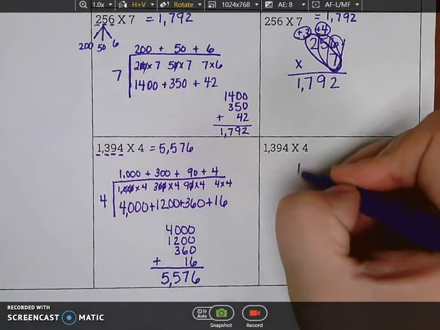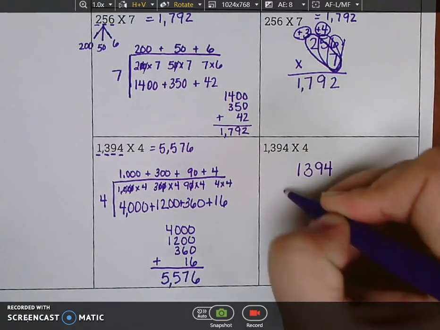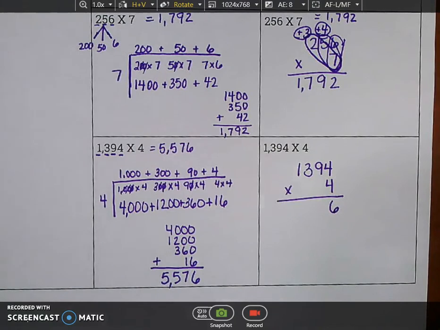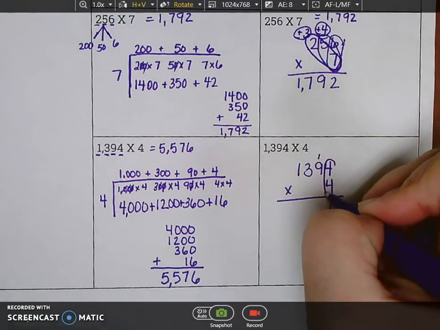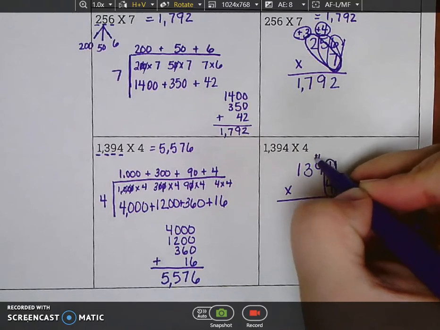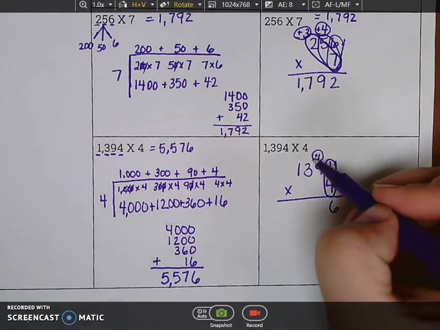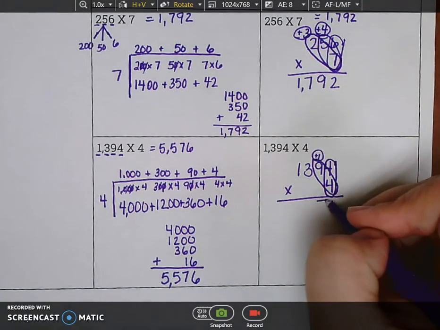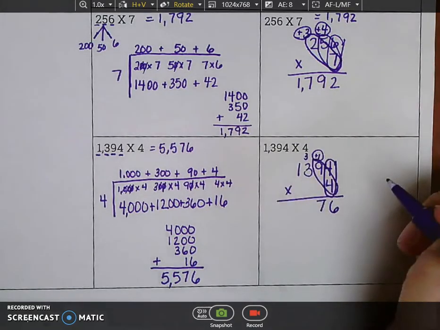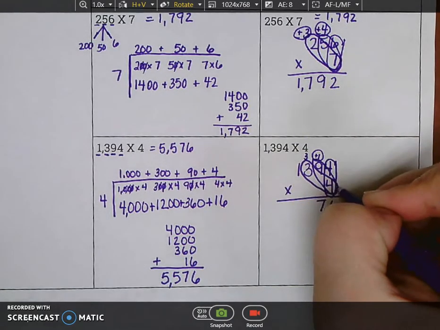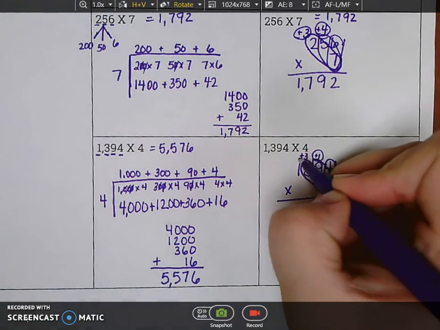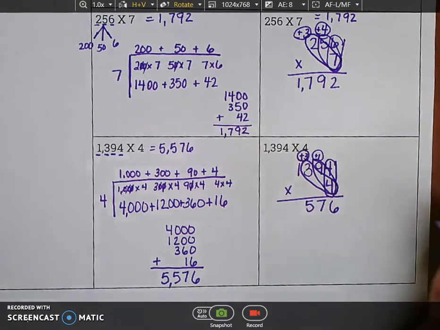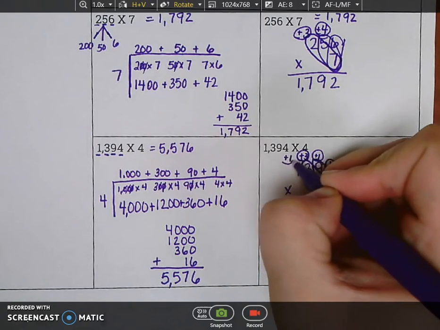And lastly, we're going to do the same problem using the traditional algorithm, so stacking those numbers. 4 times 4 is 16. Put your 6 down. We're going to carry our 1 to the next column. So we just did 4 times 4. We're going to add that 1 on at the end. Now let's do 4 times 9. 4 times 9 is 36. Plus 1 is 37. So we put our 7 down, carry our 3. Now we're going to do 4 times 3, which is 12, plus 3. So 12 plus 3 is 15. So we put our 5 down, carry our 1.